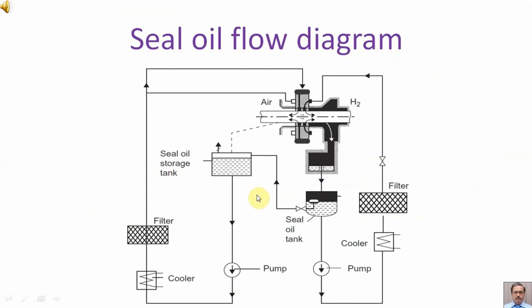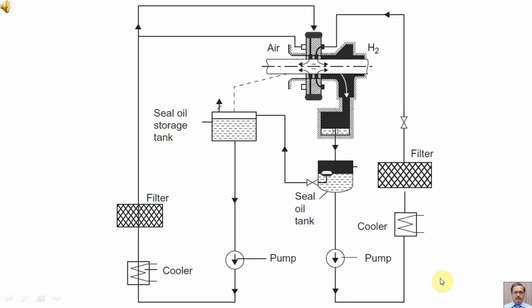Seal oil flow diagram. The same diagram but little bigger in size. In this diagram, we can see the oil flow circuit. There are two oil flow circuits. One is in the hydrogen side and other is in the air side.